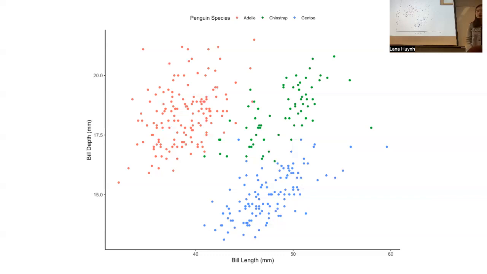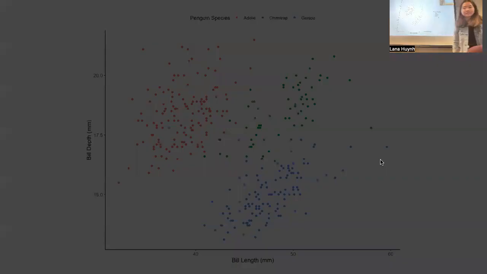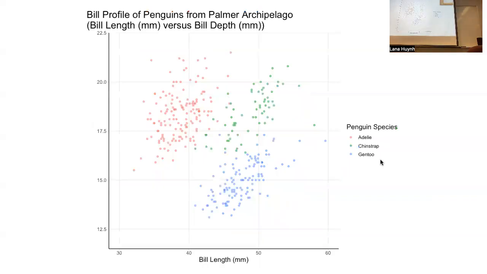All right, let's move to the final one. Here's one final take on the same data, different plot.